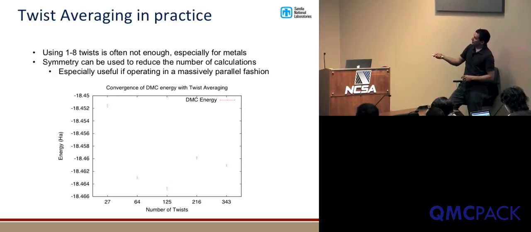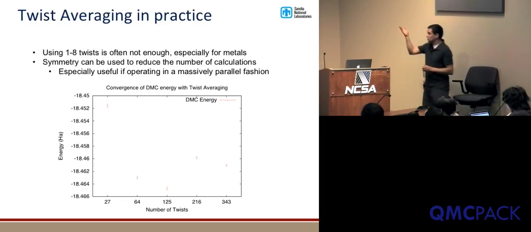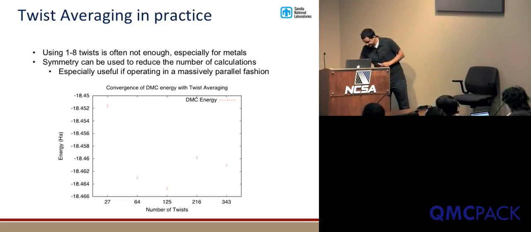Now, I'll show some more examples from this paper. It's actually not necessary to do all 343 of your twists, let's say if you want a 7-cubed k-point grid in the case that you have a highly symmetric cell. Any k-points that are related by symmetry, just like in a DFT calculation, should give you the same result. So if you identify them and have the proper factors, you can reduce this quite massively.